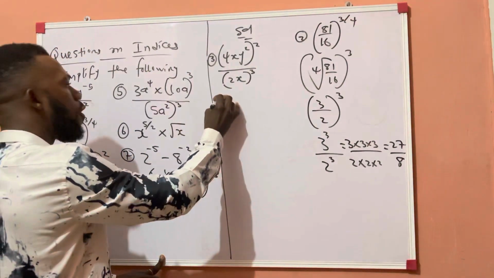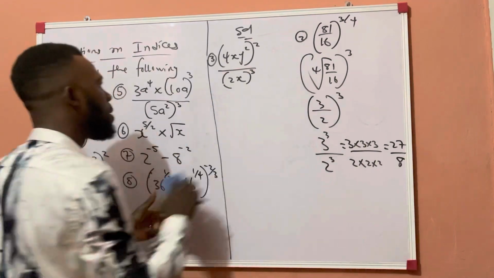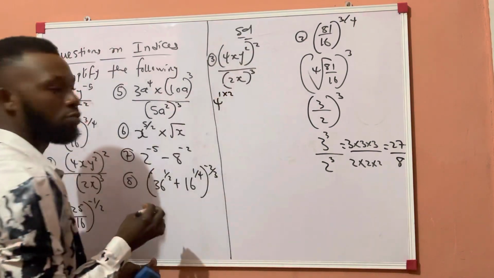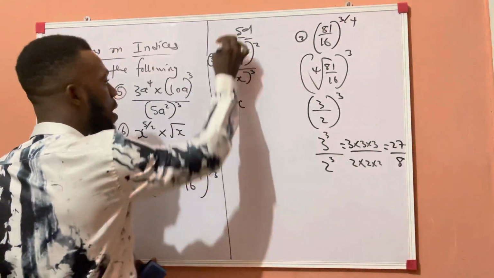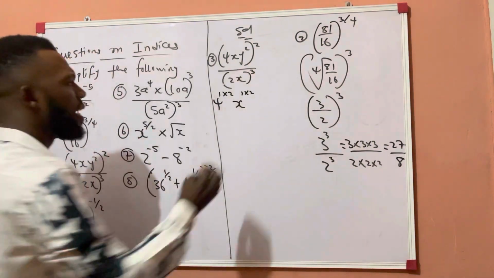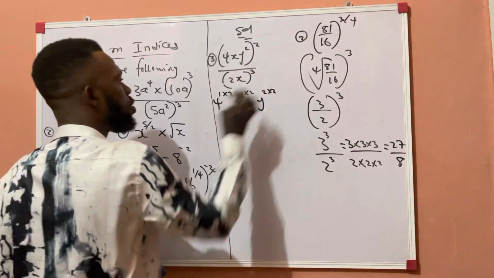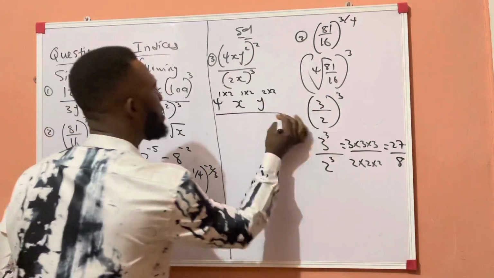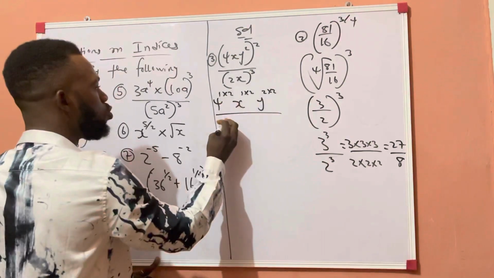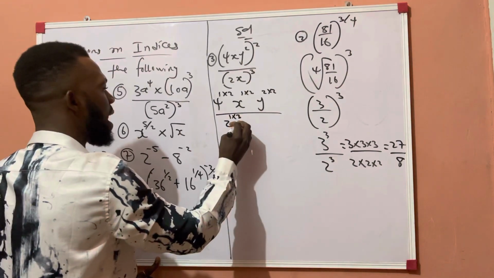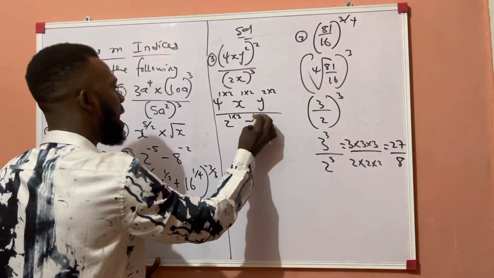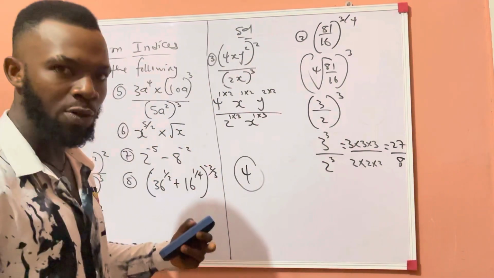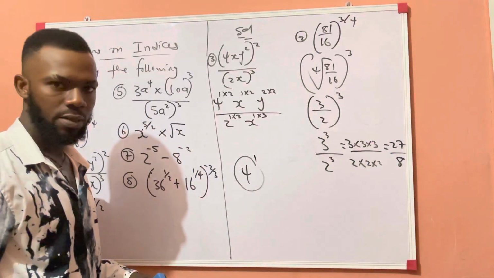Now, it becomes 4 raised to the power of 1, the 1 here, times the power outside, times 2. Are you there? Then x raised to the power 1 times the 2 outside, and y raised to the power 2 times the 2 outside. You see, the power outside multiplied everything inside. So all over, the same thing applies at the denominator. This becomes 2 raised to power 1 times the 3 outside, then x raised to power 1 times the 3 outside. How did I get the 1? When you have a number like this, standing alone, what power is it carrying? Power 1. Are you with me?